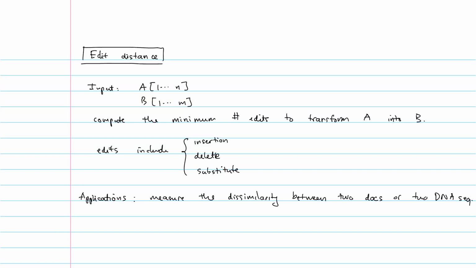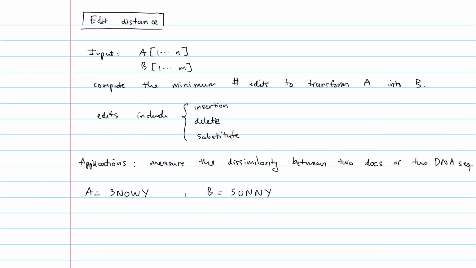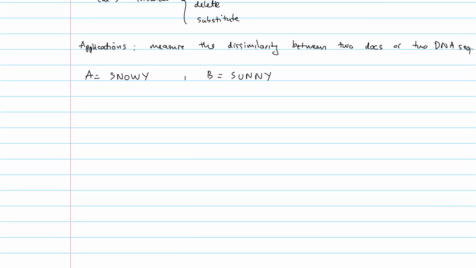So let's consider a concrete example. Say A is the string snowy and consider B as the string sunny, and we want to know at least how many edits, including insertions, deletions, and substitutions, that we need to apply to A so that we can transform A into B.